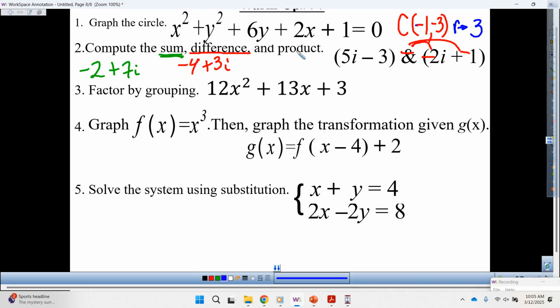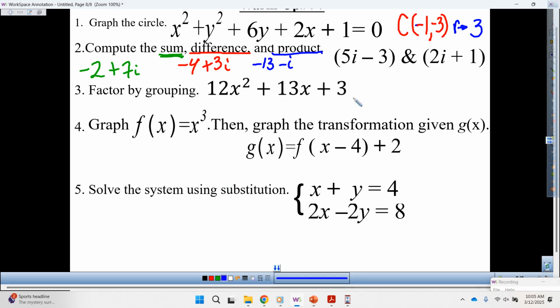Let's go to the product. What did you get for the product? Pass someone. Mario. Negative 13 minus i. Is that what you said? See, looks about right. Let's go.